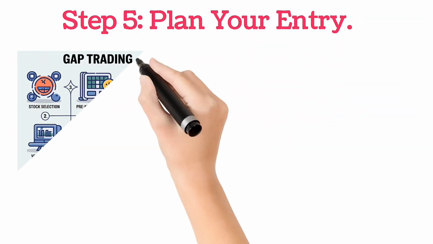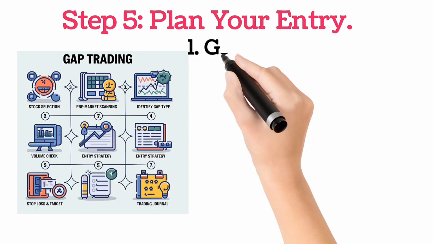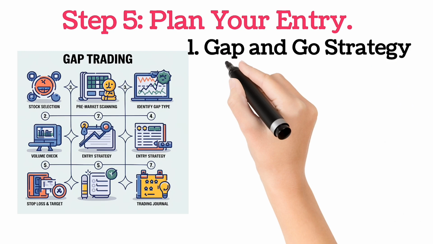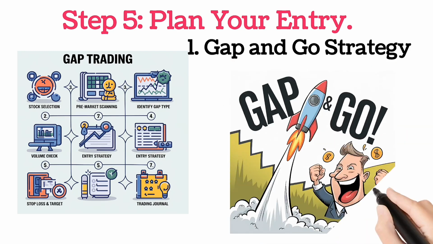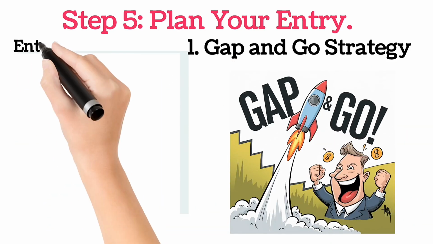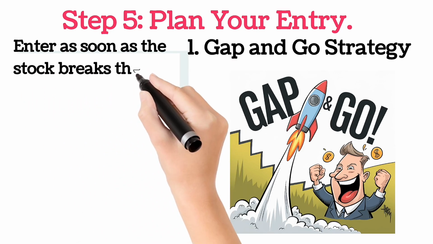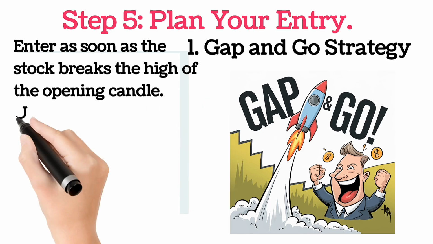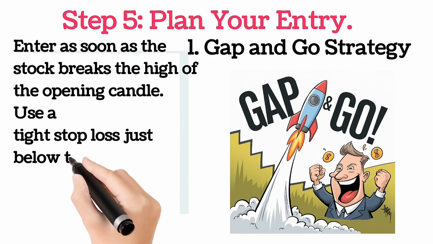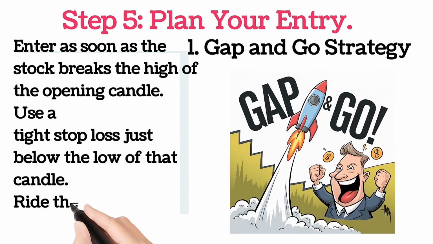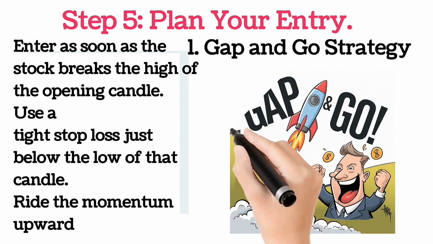There are 2 common ways to trade gaps. 1. Gap and go strategy. Ideal for gap ups with strong volume and news. Enter as soon as the stock breaks the high of the opening candle. Use a tight stop loss just below the low of that candle. Ride the momentum upward.